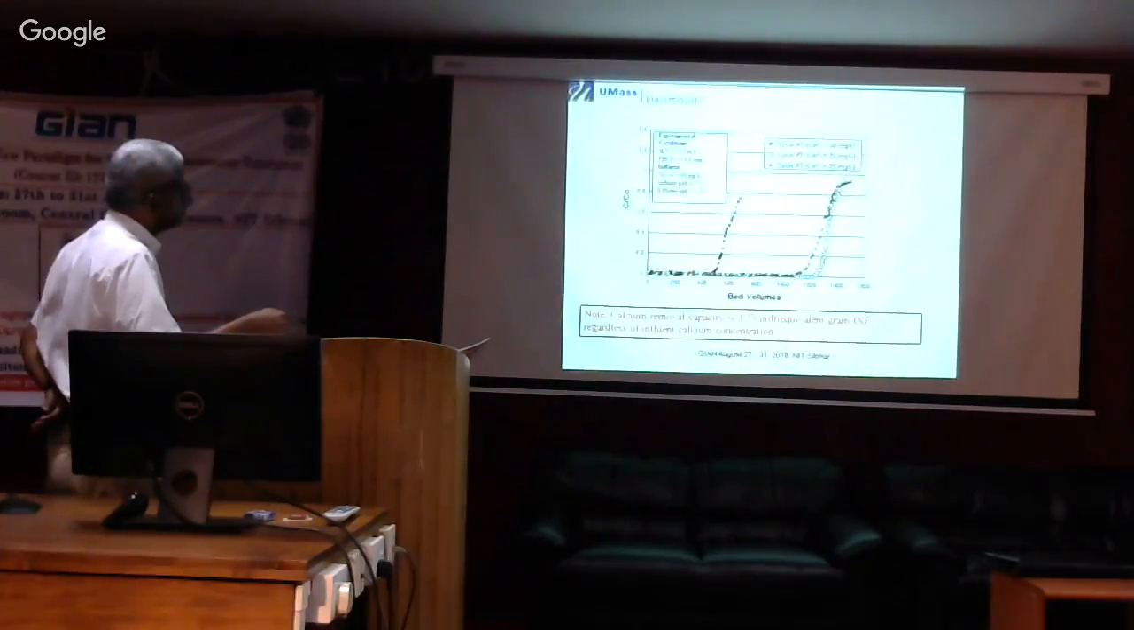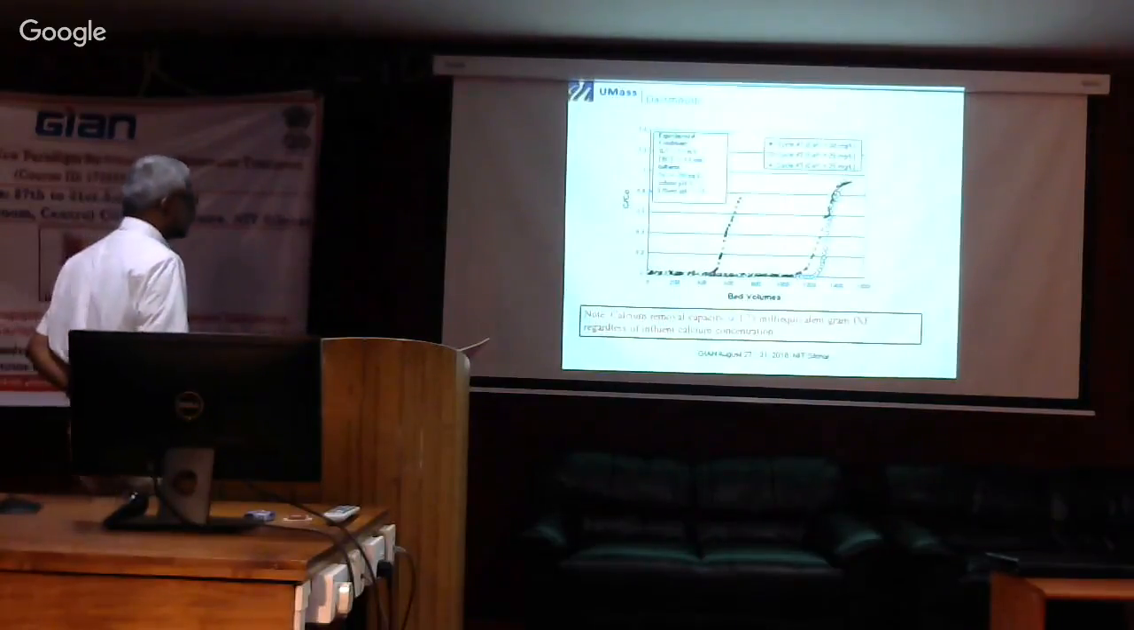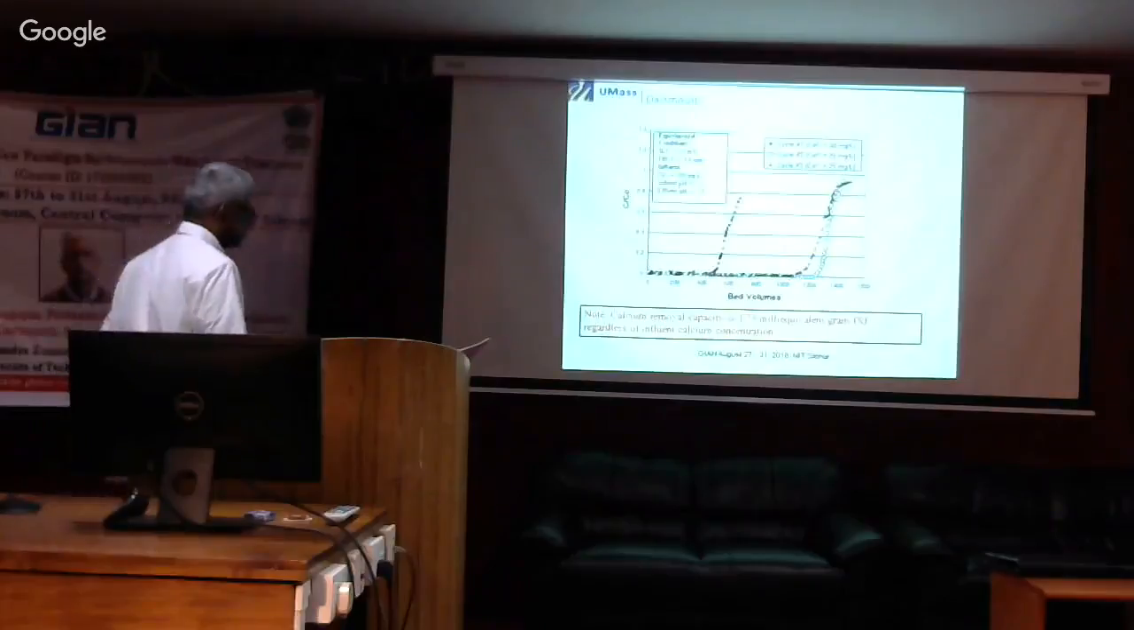So you have this column, and we have about a 5-minute EBCT, and this is calcium of 50 milligrams per liter, calcium of 25 milligrams per liter. And you see 50 milligrams per liter breaks through at whatever, 500 bed volumes. The 25 milligrams per liter, you can see 1200. So then you go back and do mass balance.